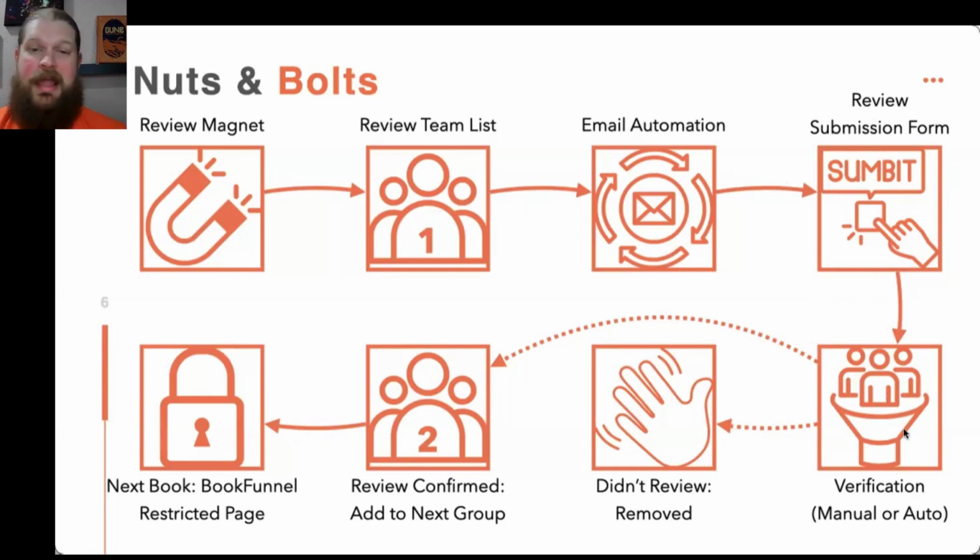Maybe we just let them hang right there, right? But because they didn't review, they don't get added to this list. If they do review, we either manually or automatically add them to the next list, and that gives them the next book in the sequence.